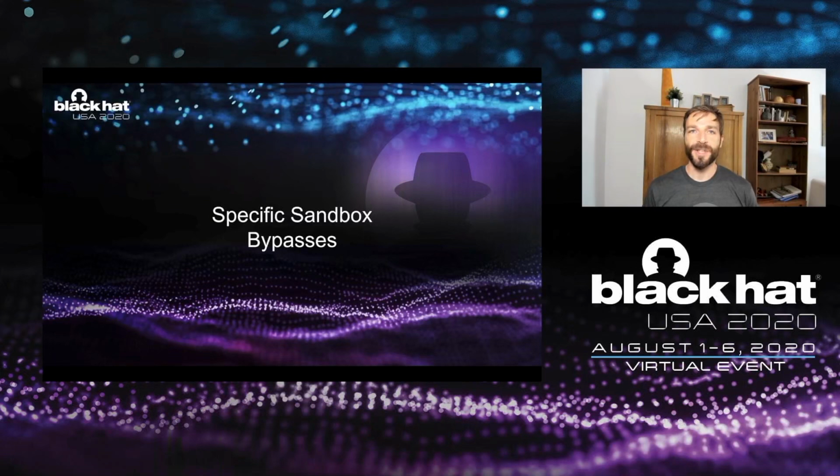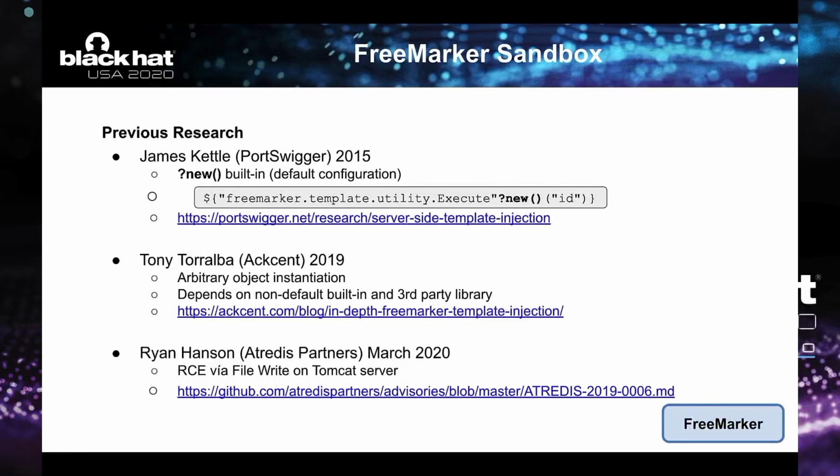So those were generic in the sense that they were dependent on finding objects in the context, no matter if that was the context of the Java engine or the FreeMarker one. Now we will be reviewing some of the specific bypasses that we found for these 4 different template engines. So we will start with FreeMarker.